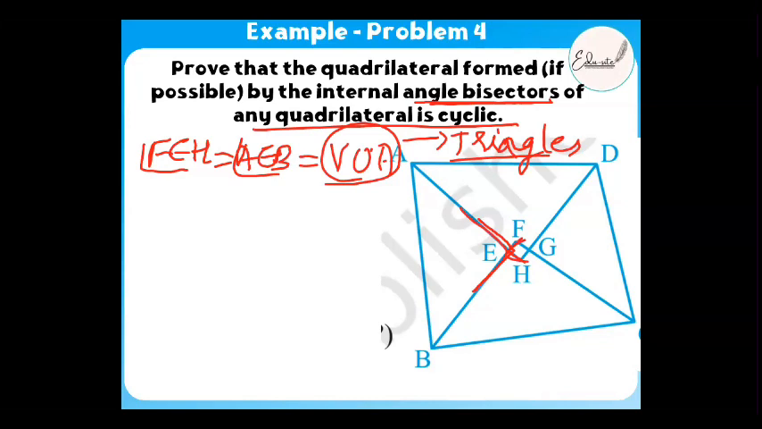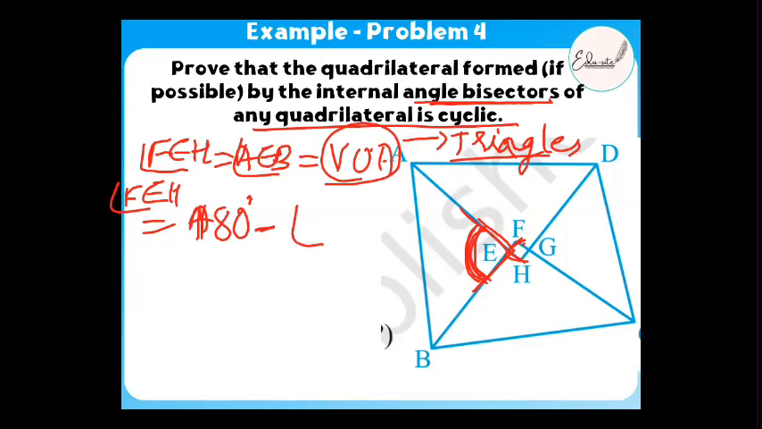So FEH is equal to AEB. What is AEB equal to? We can just write AEB instead of this. So angle FEH is equal to angle AEB, and to write the angle AEB, what do we write? It is nothing but 180 degree minus what, beta? Angle A and angle B, right? 180 degree minus these two will give you this, right? So 180 degree minus EAB minus EBA.